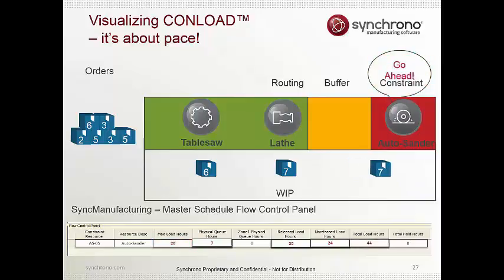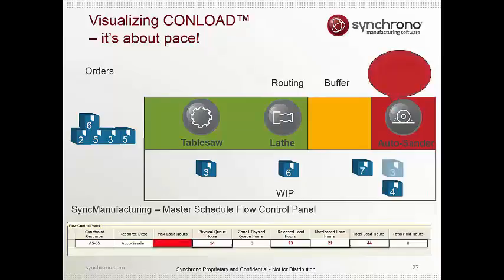And we're back down to our 20 hours. And then it's going to release the next job and then choke the release. So in this way, CONLOAD is basically choking the release of work into the system to be what the system can handle based on constraints within the system.